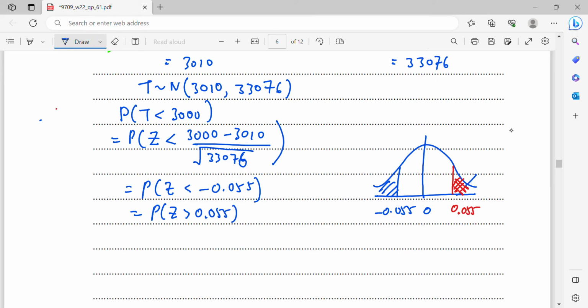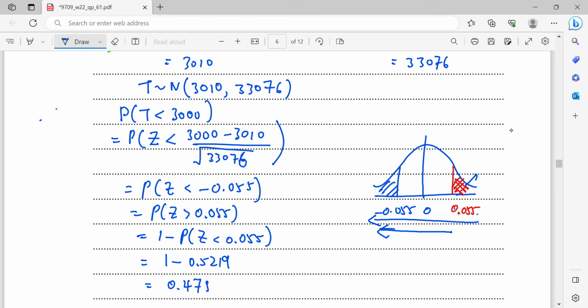That's your region. So to get this region, it is 1 minus P(Z less than 0.055) because you are given the less than region in the table. So here 1 minus P(Z less than 0.055). And now read the value from the table. It will be 0.5219 for that probability. So when you calculate and correct to 3 significant figures, it will be 0.478. So that's the solution for this question.